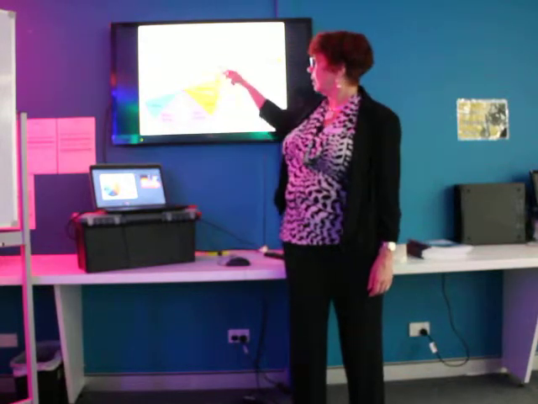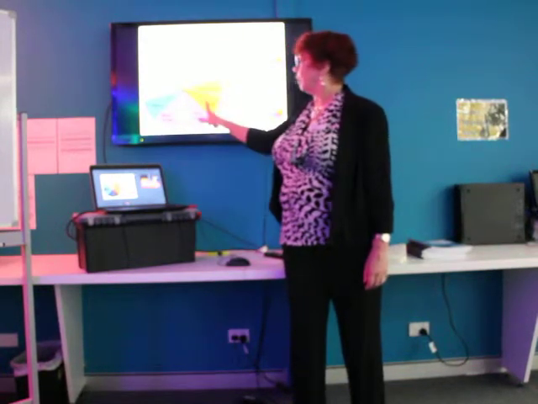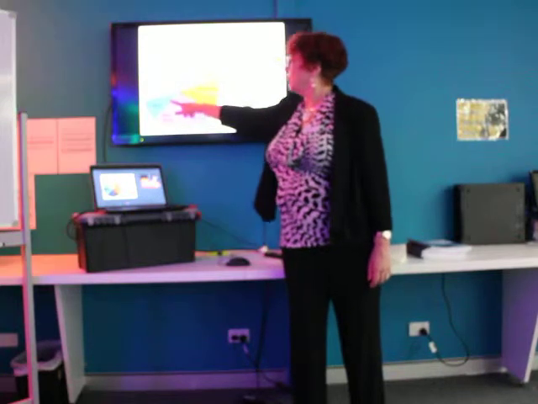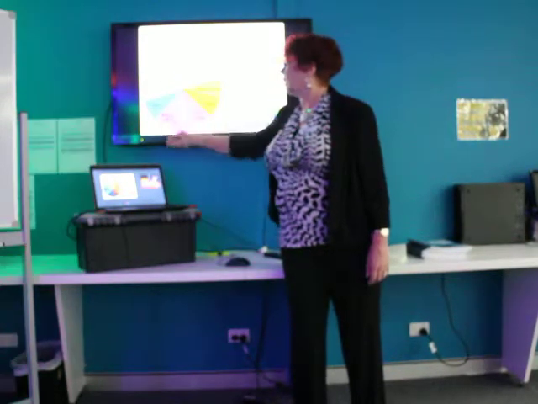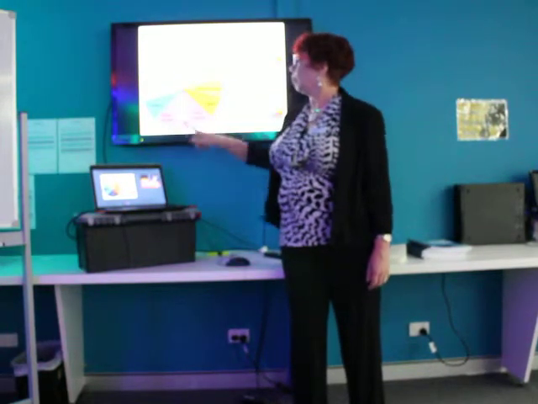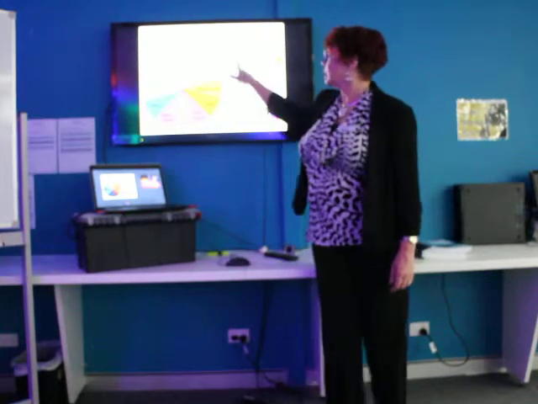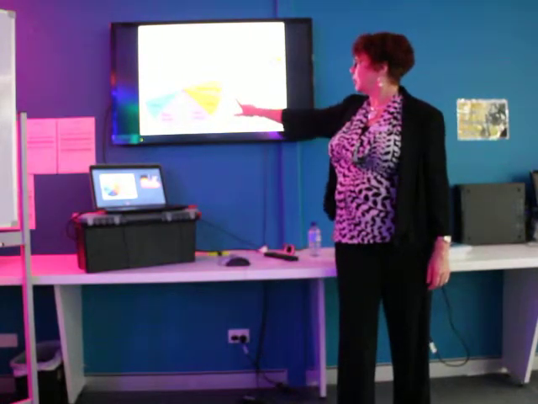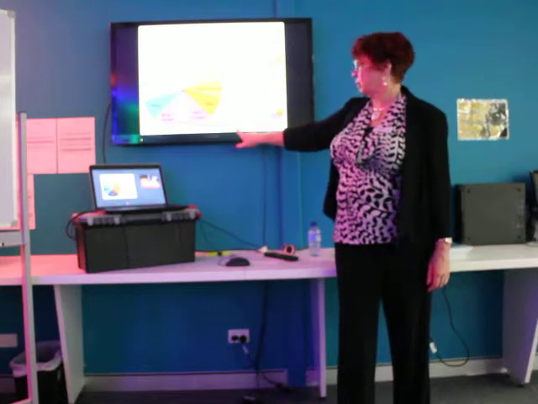Your secondary colours are your yellow and red combined to make an orange. Your blue and yellow combined to make a green. Blue and red, purple. So that is secondary. So there's your primary, there's your secondary, and there's your intermediate.